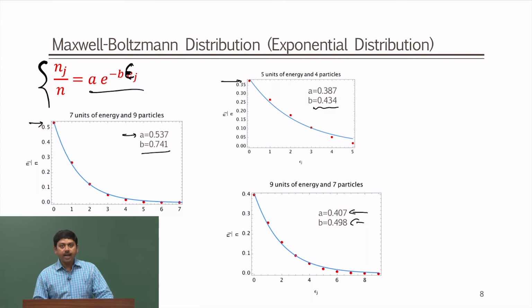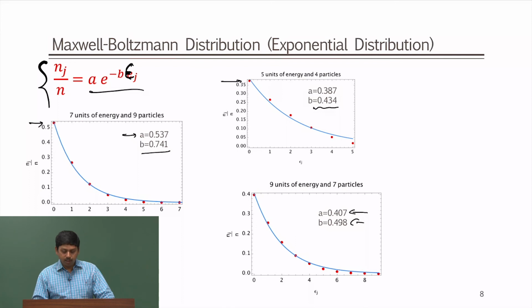So, what did we learn? We learned that when there is no energy bias, that means the energy constraint is not there, then the distributions will be equal or flatter. When there are energy constraints involved, for this kind of particles which are distinguishable particles, we see an exponentially decaying distribution. These are examples coming from the ones that we have tried: 7 units of energy, 9 particles; 9 units of energy, 7 particles; 5 units of energy, 4 particles. This is how we constructed it, we calculated it, and then we plotted it. However, we need to find a much more general formula for that, and we will come back to that.